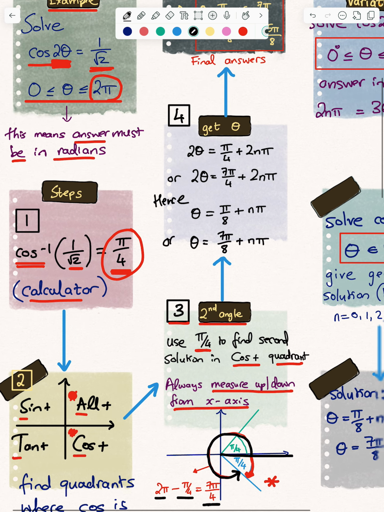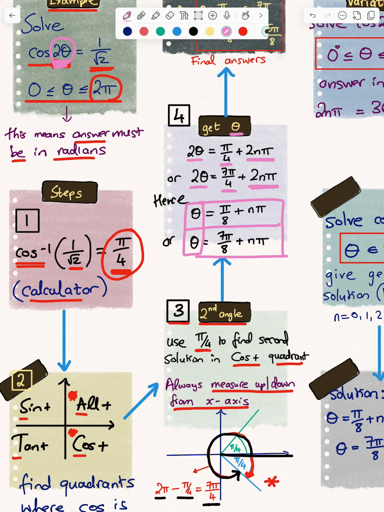And so next we want to find theta. So we get theta by knowing that 2 theta is pi over 4 or 2 theta is 7 pi over 4. But because we're solving for cos of 2 theta equal to 1 over root 2, if that number in front of theta is anything other than 1, add 2n pi, that adds all extra rotations. So 2 theta is equal to the angles we found plus 2n pi. And then we know that it's theta we're looking for, not 2 theta, so divide across by 2 to get theta equal to pi over 8 plus n pi, or 7 pi over 8 plus n pi. So we're dividing both terms by 2.